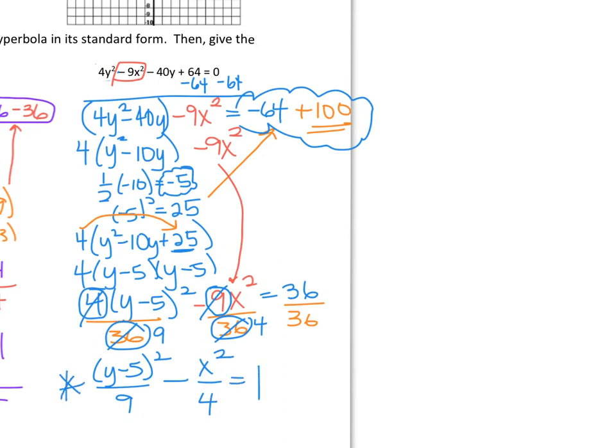And this is our formula for the hyperbola of the original form, 4y squared minus 9x squared minus 40y plus 64 equals 0. Use these 2 answers to help you with your quiz today.